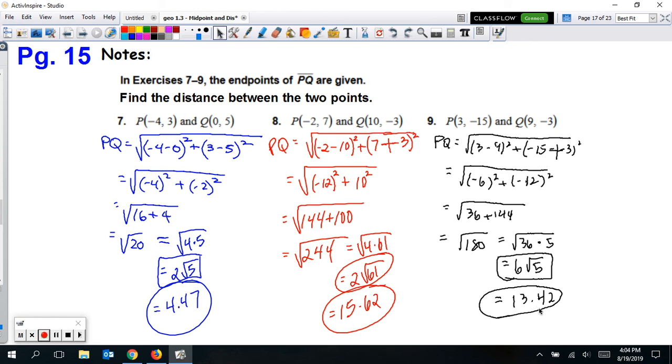All right, so that concludes our lesson on 1.3 with the midpoint formula and the distance formula. So you're ready to go on to the assignment, and I'll see you on the next lesson.